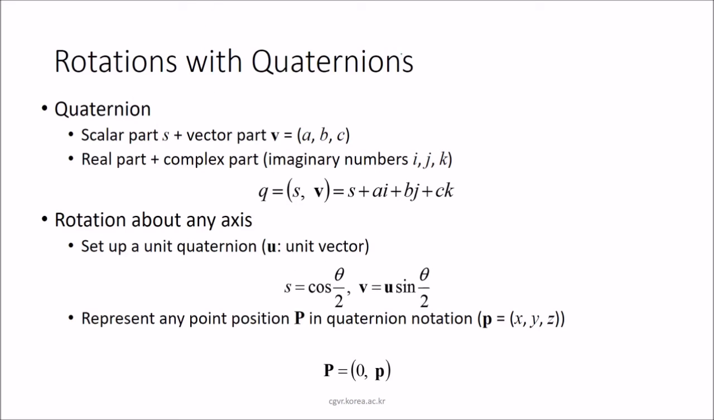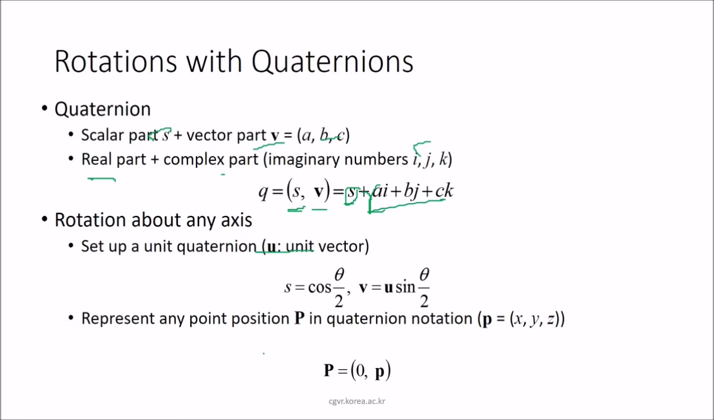Now rotations with quaternions, that is a scalar part s plus vector part v, (a, b, c). So the real part plus the complex part, that is the imaginary values of i, j, k, is given by q, the scalar part and vector part. This is given by scalar plus ai plus bj plus ck. So the real part will be s, and the imaginary part will be given by ai plus bj plus ck. So for rotation about any axis, we set up a unit quaternion u, where s is given by cos theta by 2, and v will be given by u sin theta by 2.